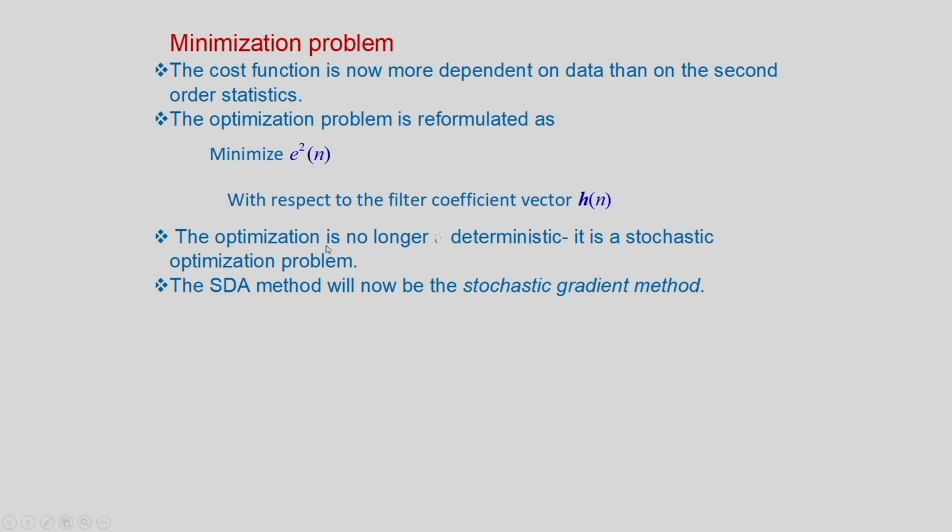The optimization is no longer deterministic. It is a stochastic optimization problem. Why? Because e²(n) is dependent on the data which are random. This SDA method will now be called the stochastic gradient method. Steepest descent algorithm will be used here, but it will be called the stochastic gradient. It is the gradient of a random quantity.